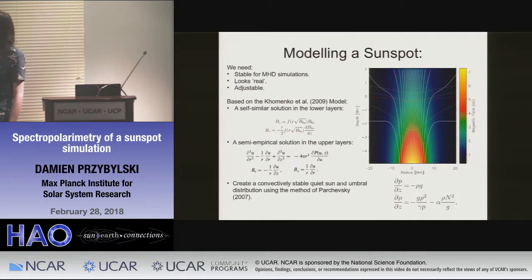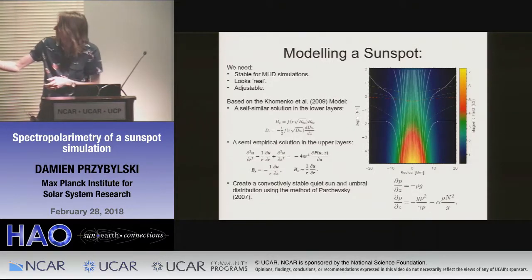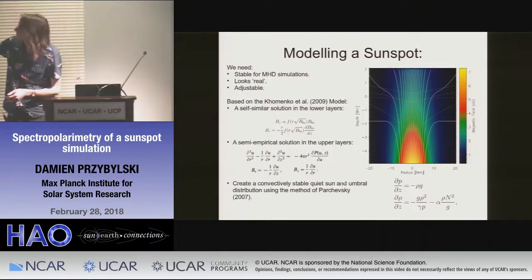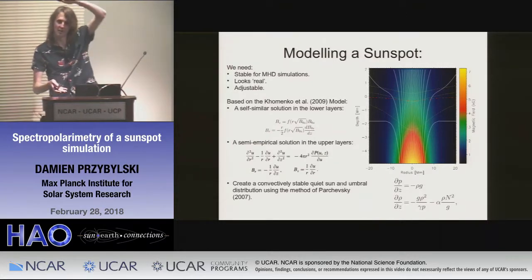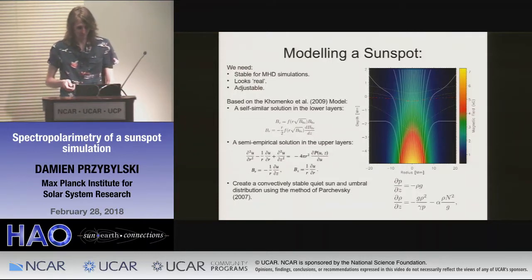So to do that, first I had to make a sunspot model. You've got to be careful, it should be squished. The horizontal axis shows the radius out from the sunspot center, and the vertical shows the height in the atmosphere, but they're not to the same scale. So this is a very elongated sunspot.